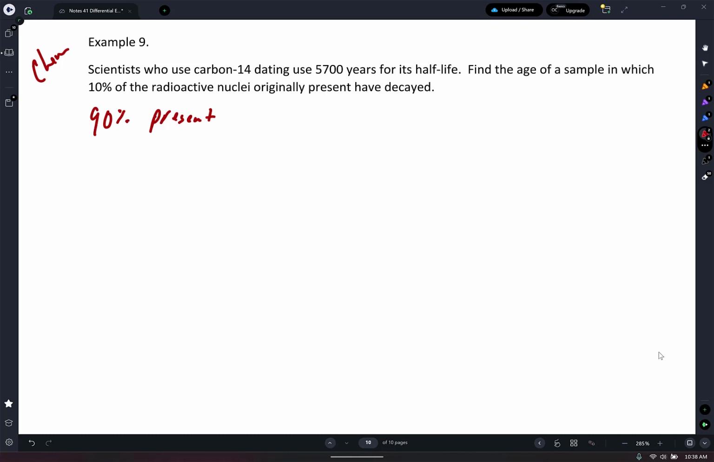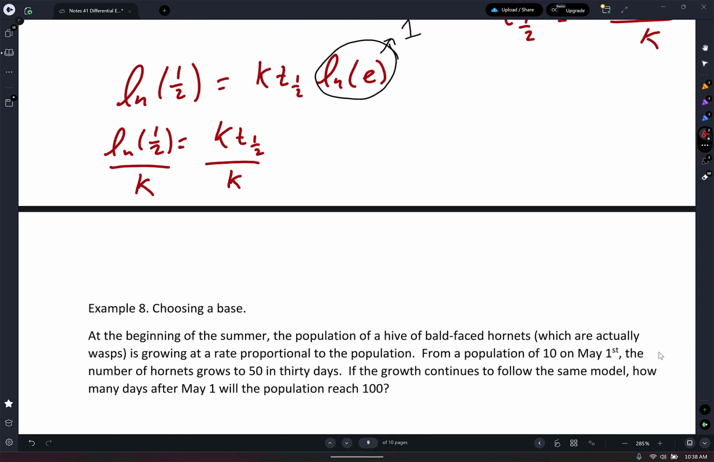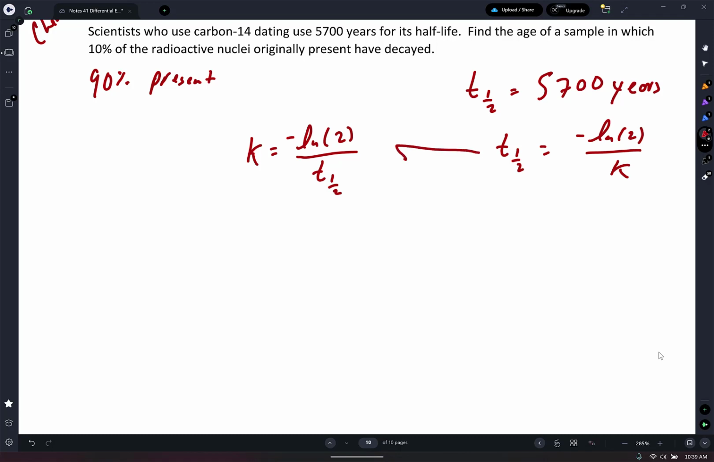All right, I already know t half equals 5,700 years. So what do we know? We can get my k value by doing negative ln of 2 divided by t half. And how do I know that? Because a little while ago we did t half equals negative ln of 2 divided by k. So from that we got that equation.